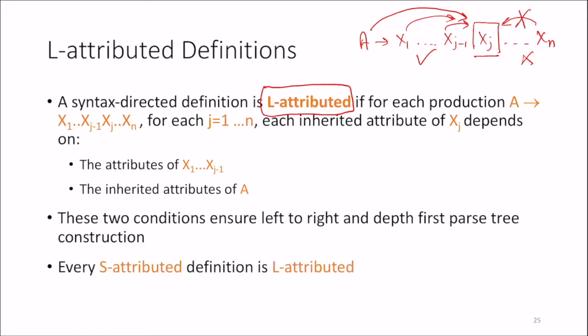An S-attributed definition has no inherited attributes. By definition, it is L-attributed. So every S-attributed definition is L-attributed. And so if I was to use an attribute grammar with an LR parser, I must insist on this property holding. Otherwise, I cannot do anything with it. So every attribute grammar that's used with Yacc and Bison, for example, has to be L-attributed.